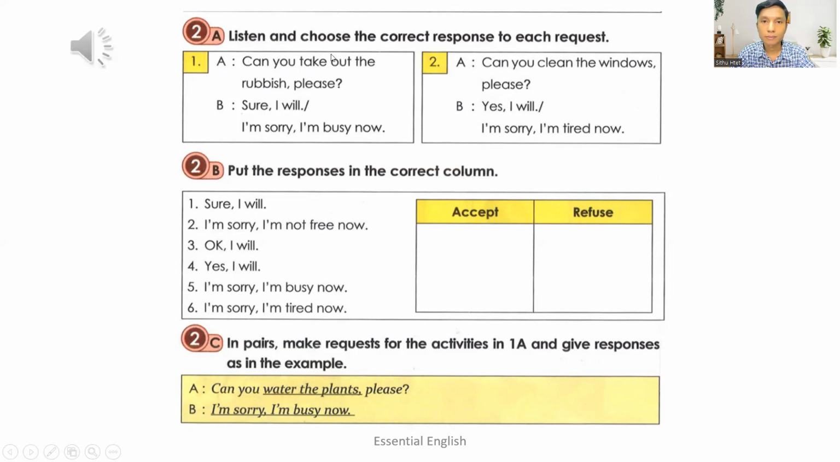Listen and choose the correct response to each request. Can you take out the rubbish, please? Sure, I will. Can you clean the windows, please? I'm sorry, I'm tired now.